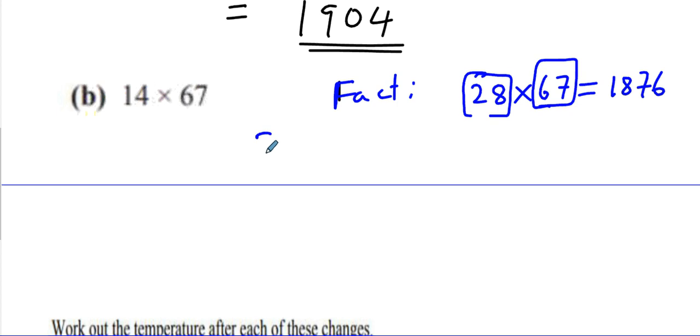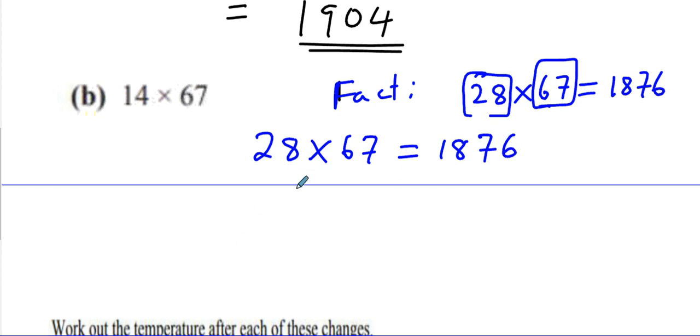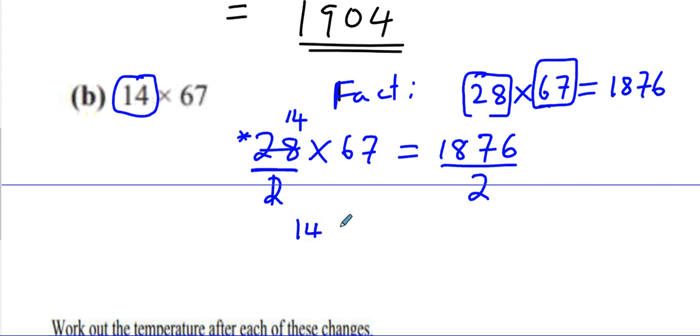We know for sure that 28 times 67, the answer is 1876. Now, how can you make 14 out of 28? What we do, we take 28, divide by 2. When you divide by 2 on this side, you also have to divide by 2. So by 2, 1, by 2, 14. Can you see that? So this will be 14 times 67. 14 times 67, this is the question.